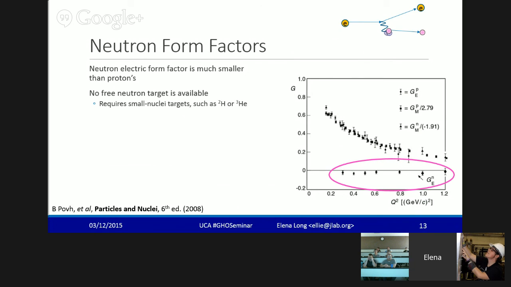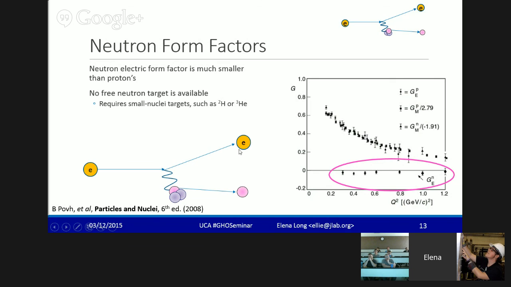We also have a problem in that we don't have a free neutron target. So we have a free proton target in hydrogen, but we don't have a hydrogen equivalent for neutrons. So what we have to use instead is either deuteron, which is 1 proton and 1 neutron, or helium-3, which is 2 protons and 1 neutron. The deuteron is nice because it's not as bound, so you don't get as many nuclear effects. And the helium-3 is nice because you can do interesting spin cancellation, which I'll get to in a minute.